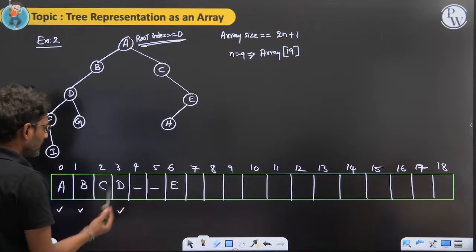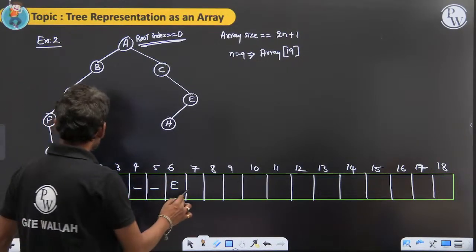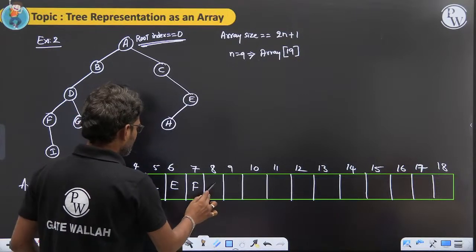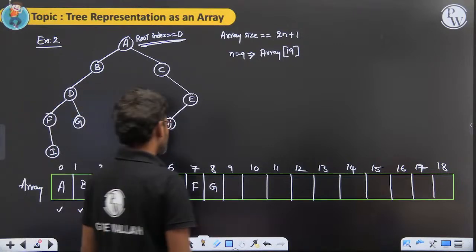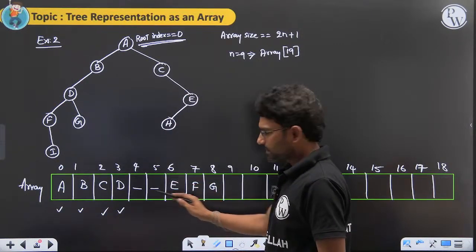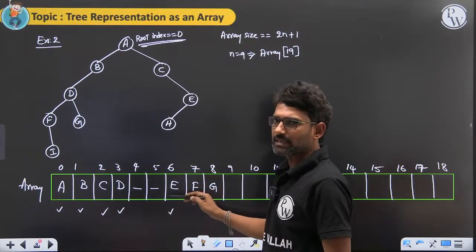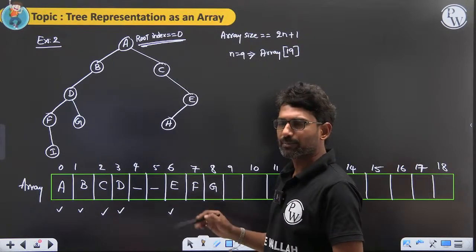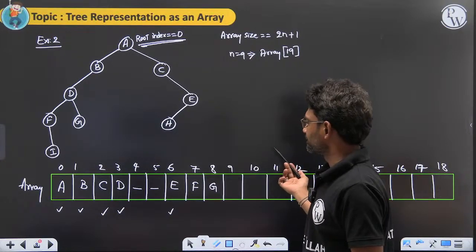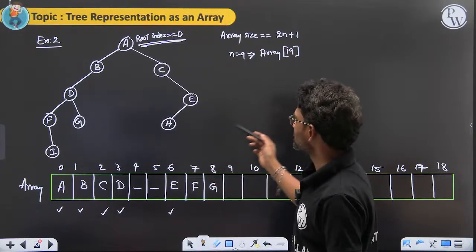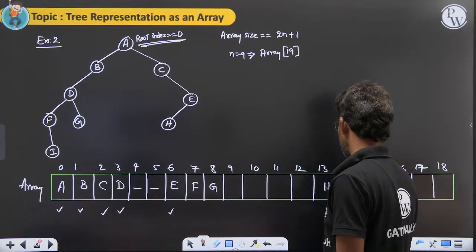Now D. D's left child must be at 2 threes are 6 plus 1, 7, and the right child must be at 6 plus 2, 8. Now, the next non-zero, or non-null, element is at 6. So, if the parent is at 6, its left child, if at all there, should be at index 13. 2 sixes are 12 plus 1, 13. So, does E have a left child? Yes. So, here you have H.